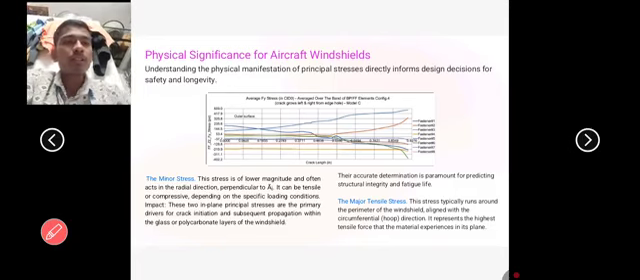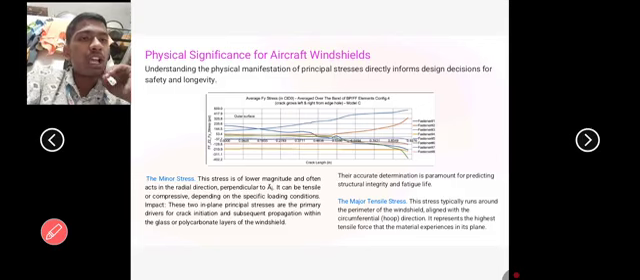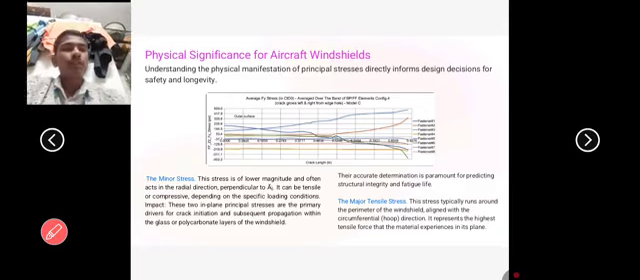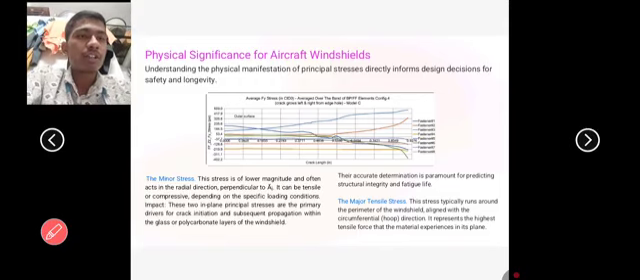Major principal tensile stresses. These stresses typically run around the perimeter of the windshield, aligning with the circumferential hoop direction. It represents the highest tensile force the material experiences in its plane.